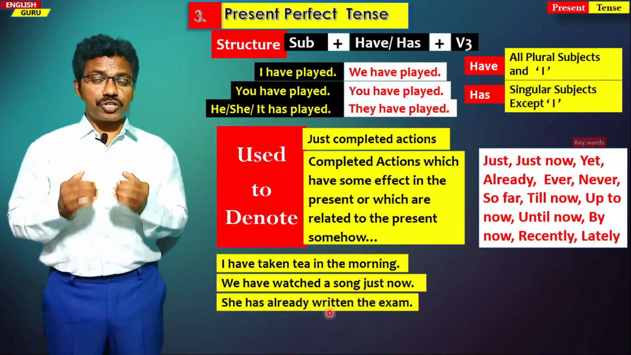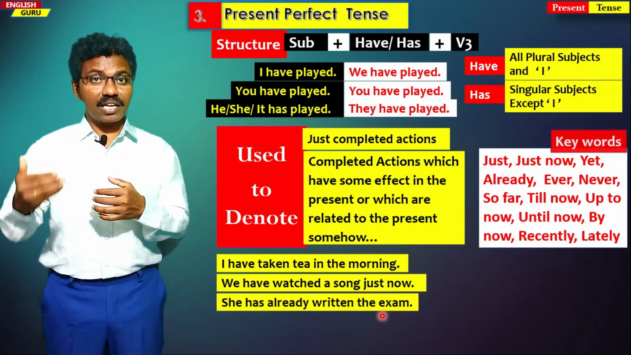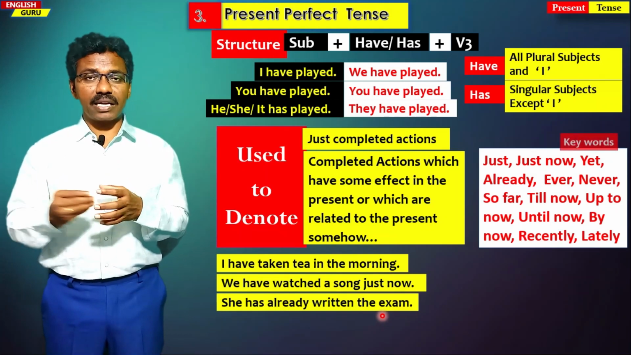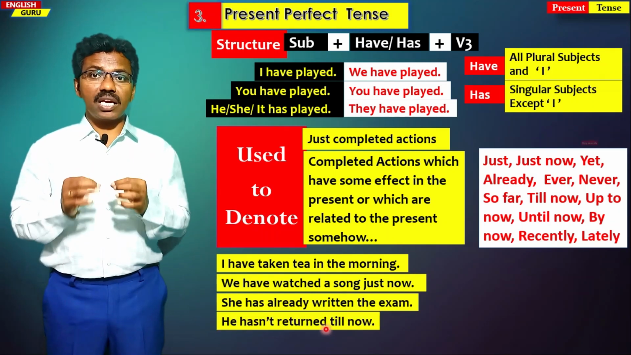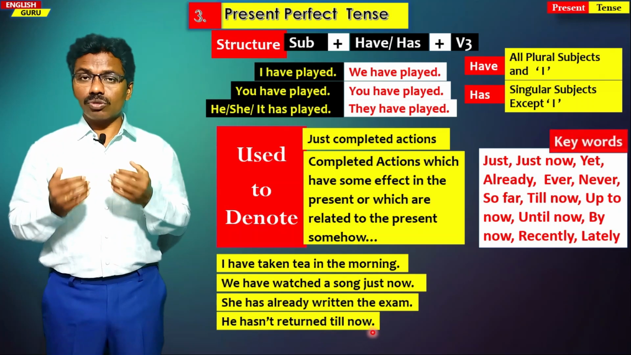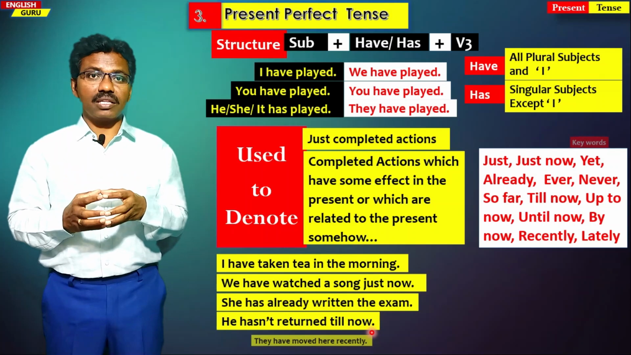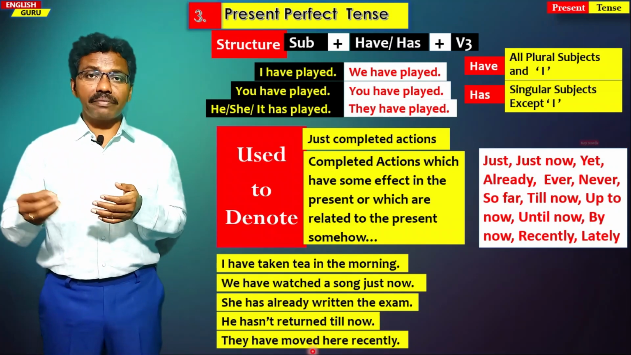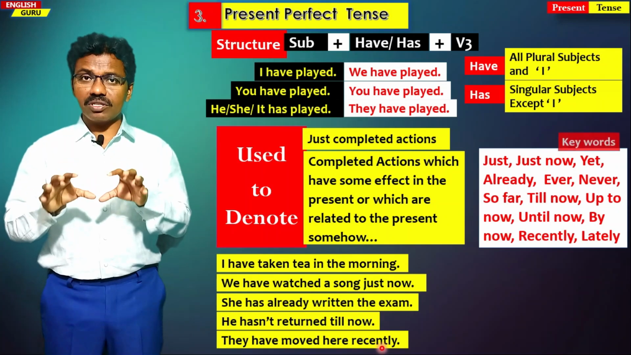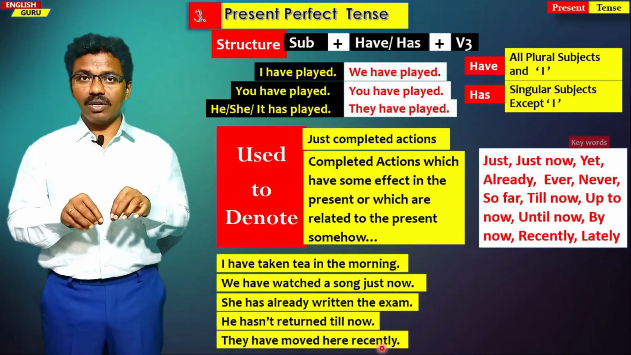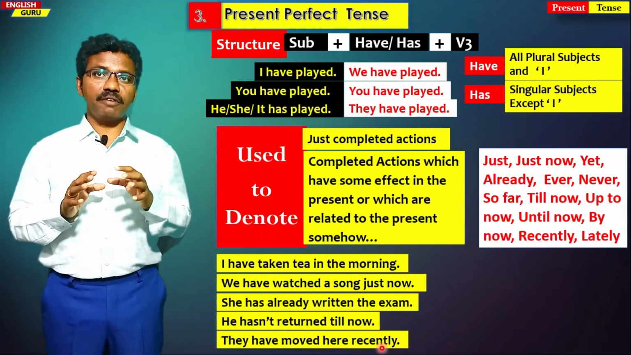In the next sentence, she has already written the exam. So she completed 1 hour ago. So she has already completed. So it's a near completed action, a just completed action. The next sentence, he hasn't returned till now. So till now he hasn't returned. It is not yet completed. It's a negative sentence. In the next sentence, they have moved here recently. So the action was done 2-3 days ago, but the action's impact is there in the present. So that's the reason this sentence also belongs to present perfect tense.